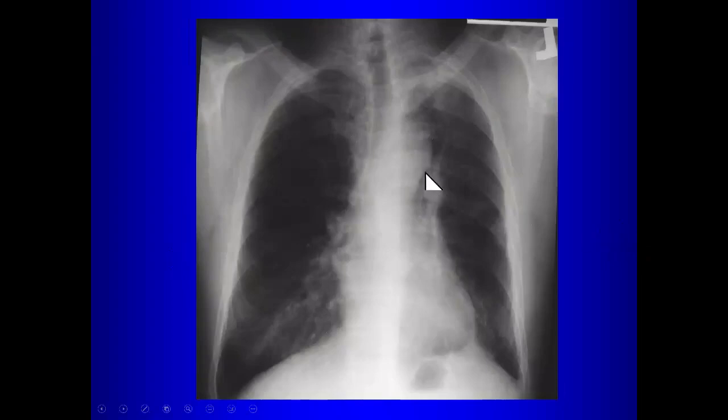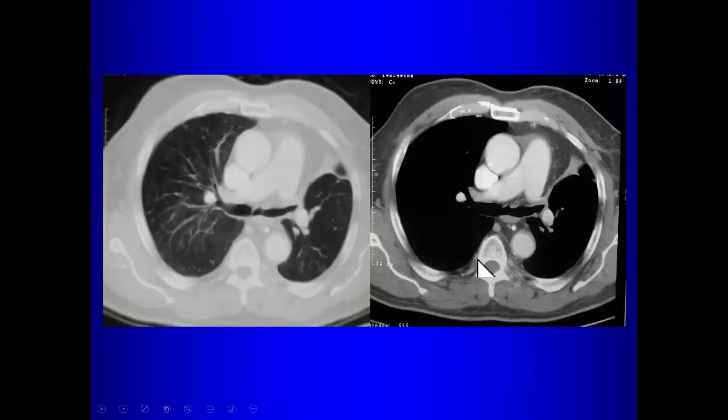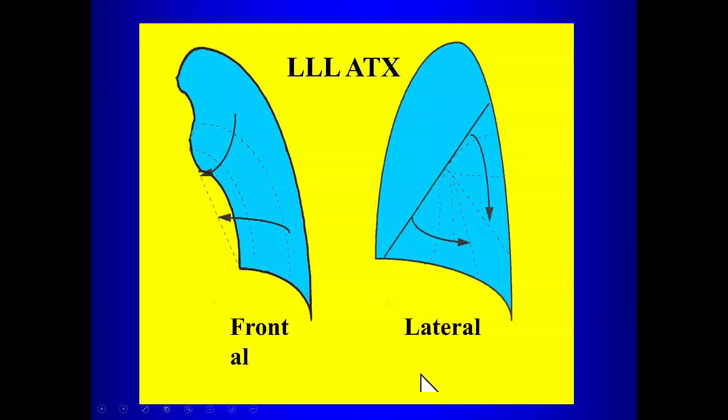Here's another example. The hilum is elevated. There's some tenting here of the diaphragm. So it's telling us that there's some volume loss here in the left upper lobe. But it's the lateral view that shows us the major fissure deviated anteriorly, and then all this opacity here anterior to that represents the collapsed left upper lobe. So here it is on the CT. There's the collapsed left upper lobe in that case. And here it is here too. So the lateral view is most useful for seeing left upper lobe atelectasis.